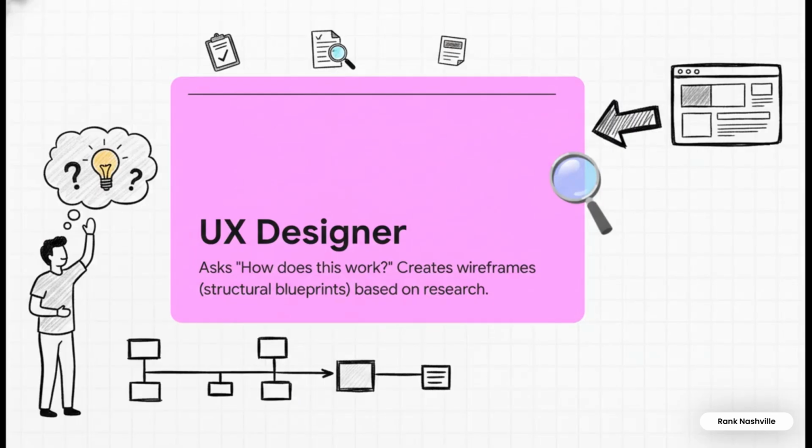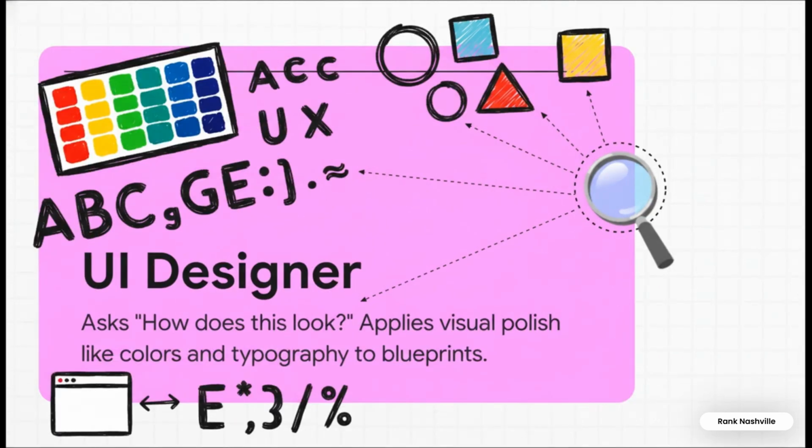A UX designer is, at their core, a problem solver. Their entire job is to answer the question, how does this work for the user? A lot of their work is totally invisible. They're doing research, testing with real users, and creating these really basic blueprints called wireframes. It's all about making sure the whole thing flows logically before anyone worries about colors and fonts. The UI designer is the one who comes in and takes that structural blueprint and makes it absolutely beautiful.